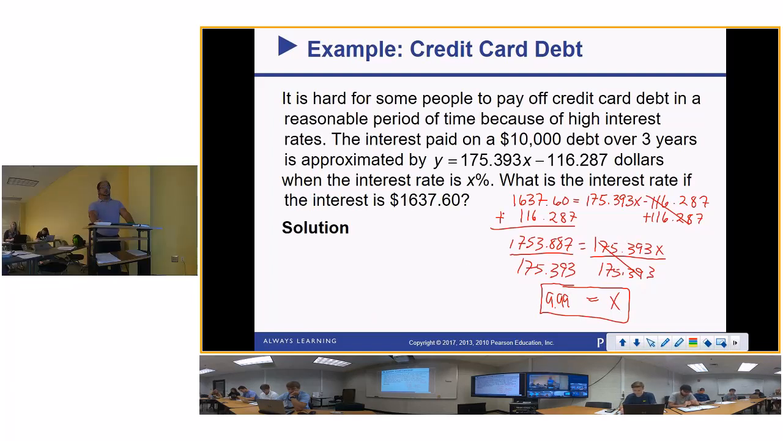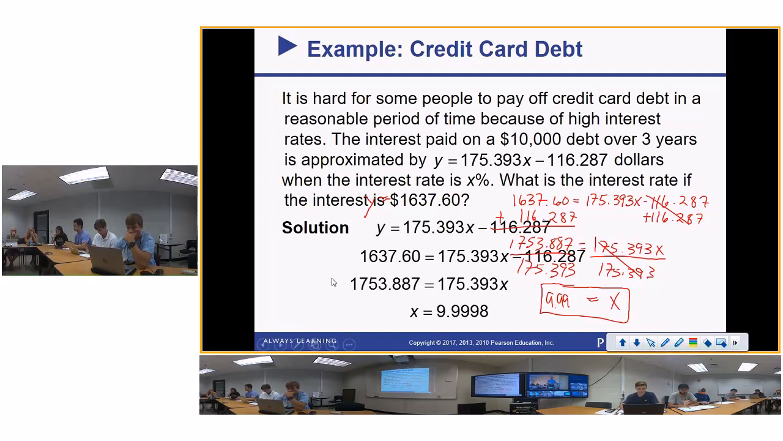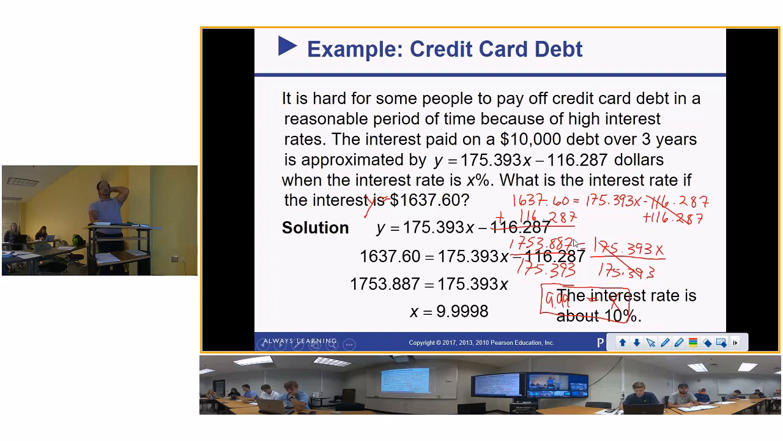Now, when you pull up your handy-dandy calculator, you should get the same thing. Now, why don't you need the y? Well, the y is right here. Y is equal to that right there. So it hits y is equal to 1637 at 10. Both of those questions are good questions for tests.